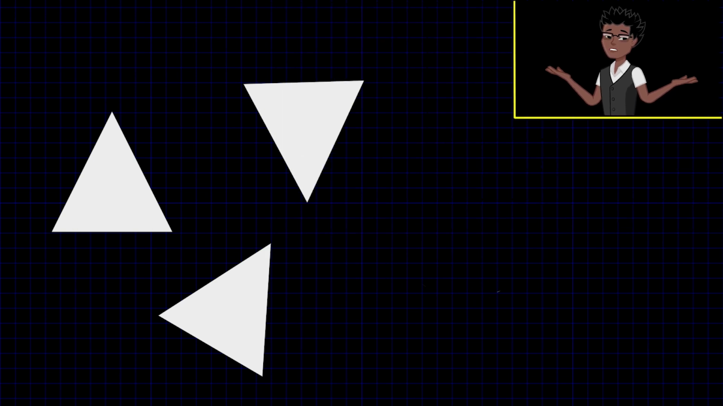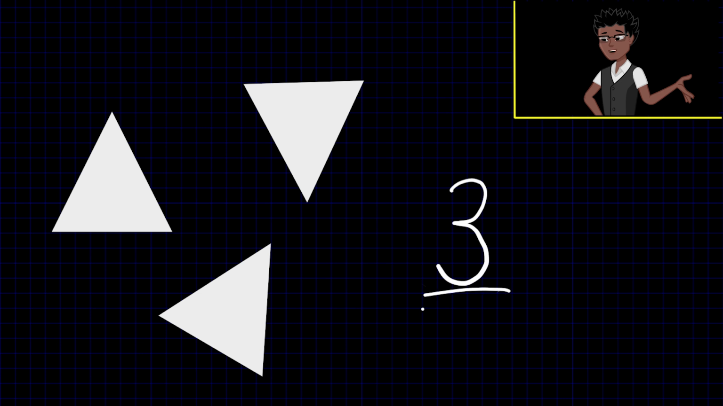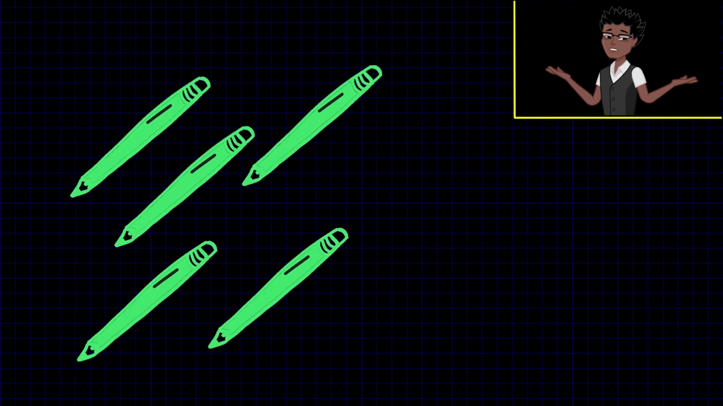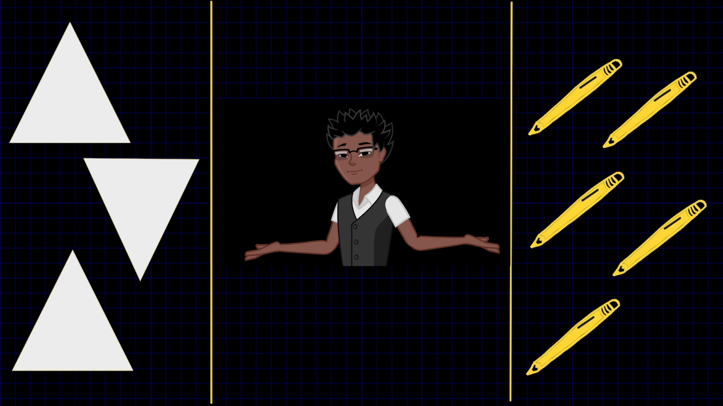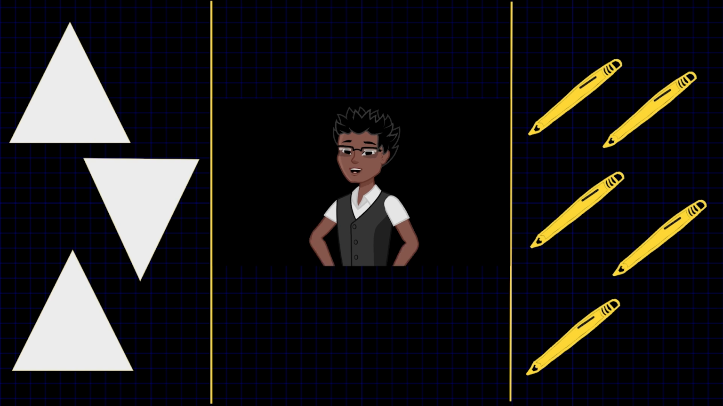Can you tell me how many triangles we have? If your answer is 3, then you are absolutely correct. Very well done. And how many pens do you see? Five. Well done. So what do our triangles and pencils have to do with natural numbers? They are examples of how we use natural numbers in everyday life.